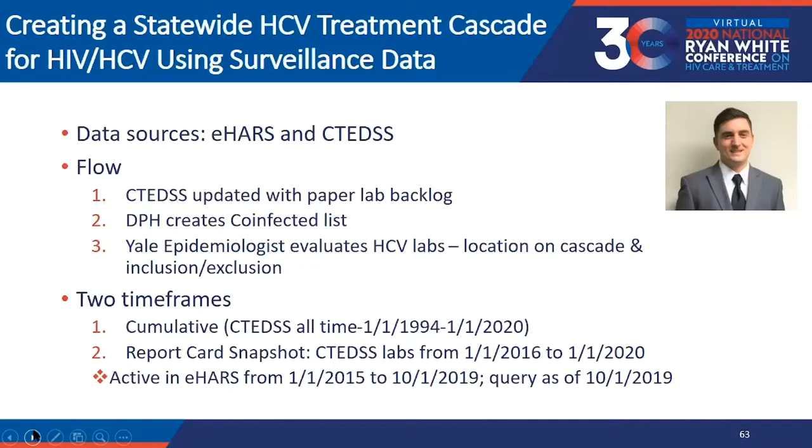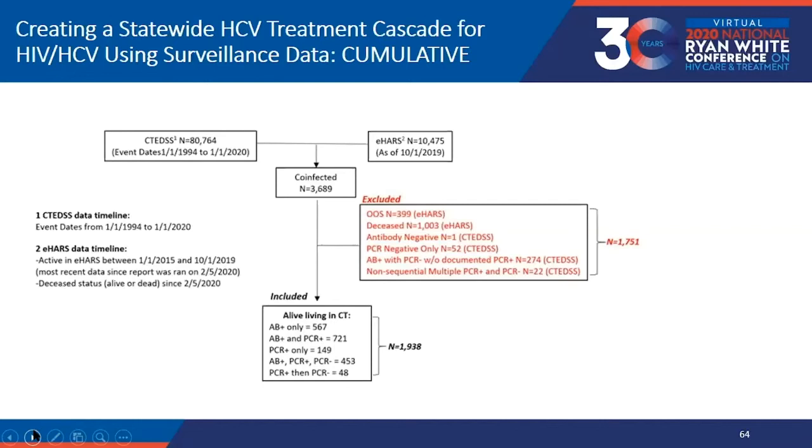Okay, so Max looked at first the cumulative database. So we looked at 80,764 cases from our CTEDs from the beginning of time up until January 1st of 2020. And then we looked at our EHARS data, which is constantly being updated for prevalent cases. And that was 10,475 as of October 1st of 2019. You do an algorithmic match of that and your co-infected numbers look like 3,689.